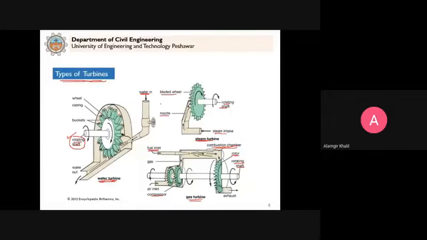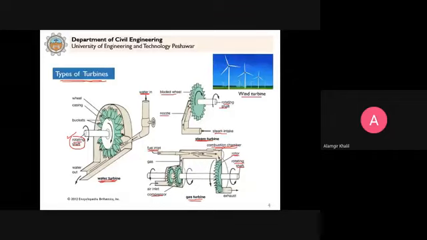Also, nowadays we are using wind turbines. In this case, you can see that when the wind passes through the blades of this turbine, it will rotate these blades, and this is how the wind energy is converted into mechanical energy, and we are able to produce electricity.